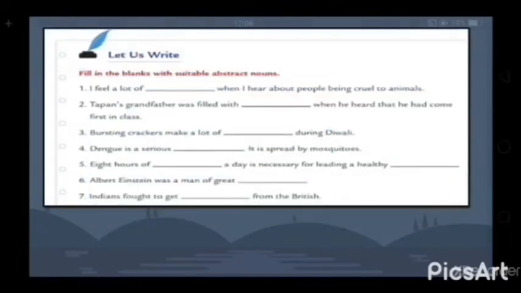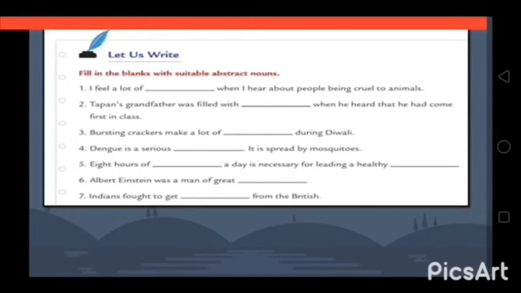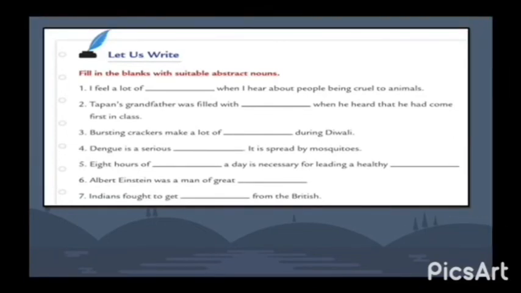Here in this question, you have to fill in the blanks with suitable abstract nouns. I feel a lot of dash when I hear about people being cruel to animals. What are abstract nouns? Nouns which cannot be experienced using the five senses, they can only be felt. So I feel a lot of anger. Next one, Tapan's grandfather was filled with dash when he heard that he had come first in class. Happiness.